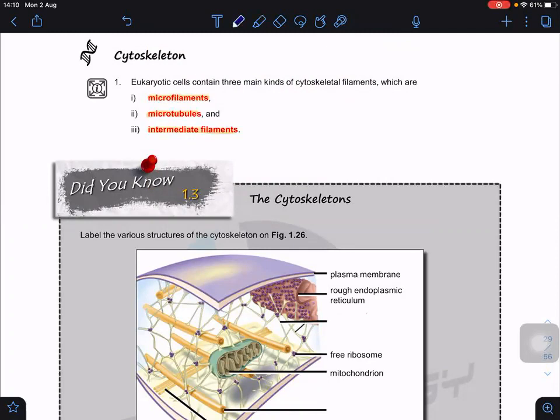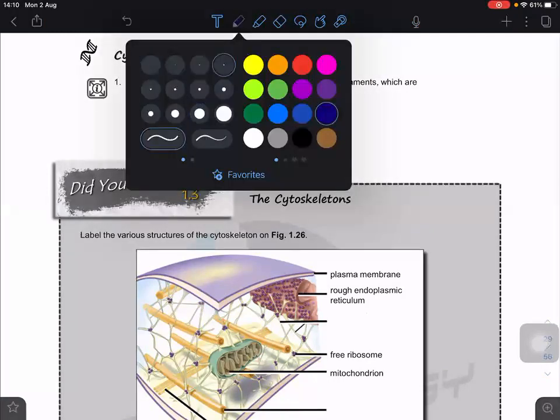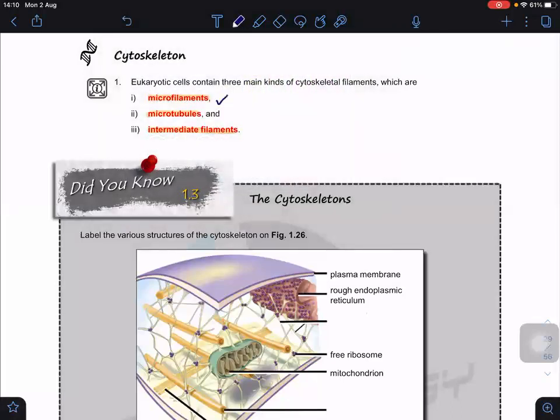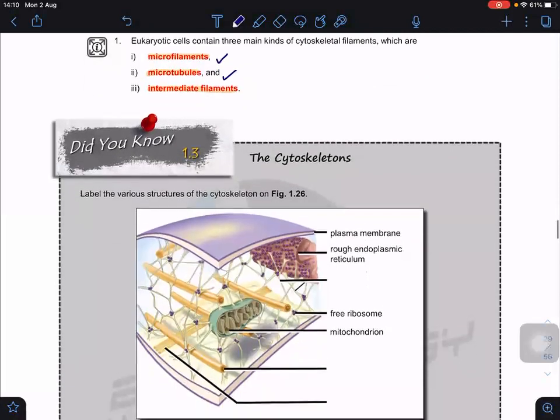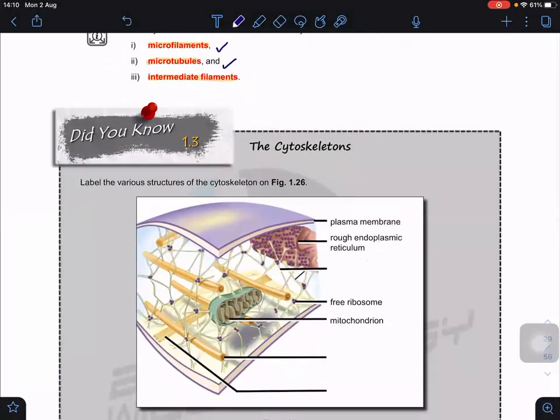And our focus will be on microfilaments and microtubules. Based on the structures, let me discuss these microfilaments. When you look at the microfilaments, the idea of microfilament is they attach to the plasma membrane and are involved in the shape of the cells. They are involved in changing the shape.